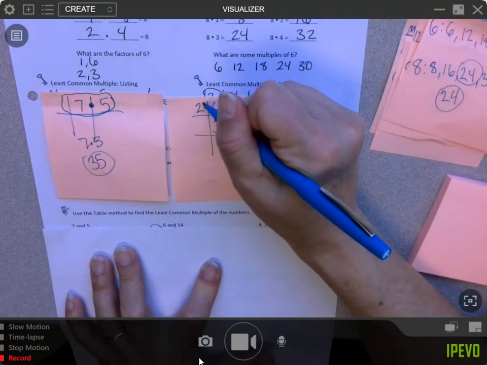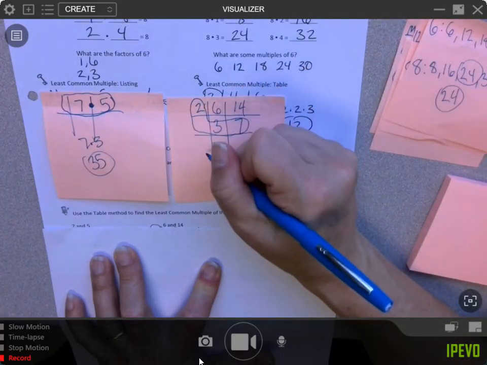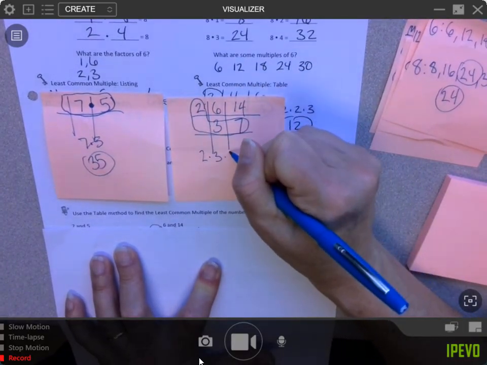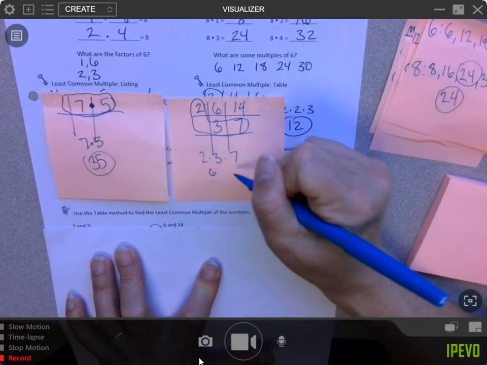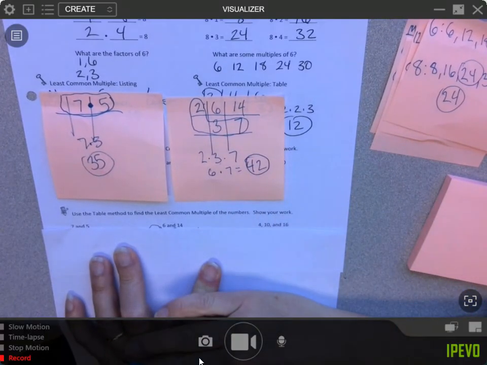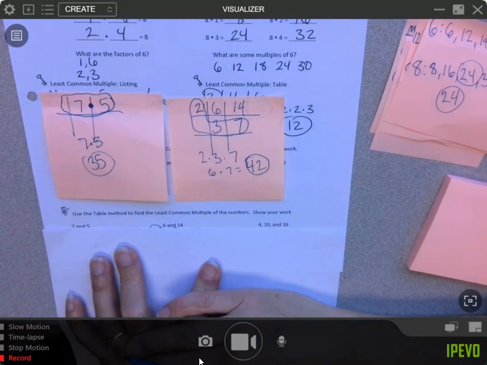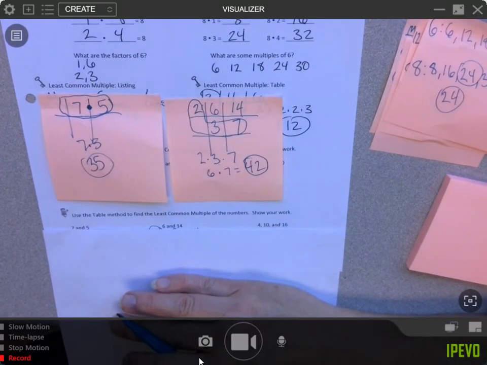Nope. So now I make my L along the left and the bottom, and I say, okay, these are my numbers I'm going to multiply together. 2 times 3 times 7. 2 times 3 is 6. 6 times 7 is 42. My least common multiple is going to be 42. So Sarah, when you said 84, that is a multiple, but it's not the least common multiple. So we have to be careful making sure that we're finding the smallest multiple that they share.